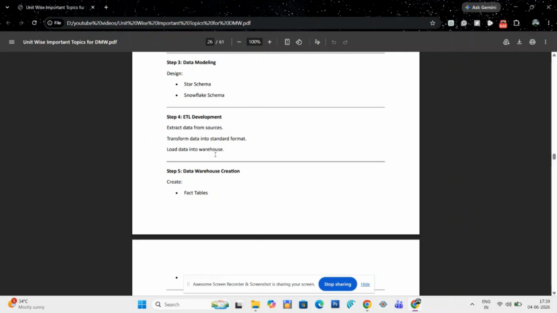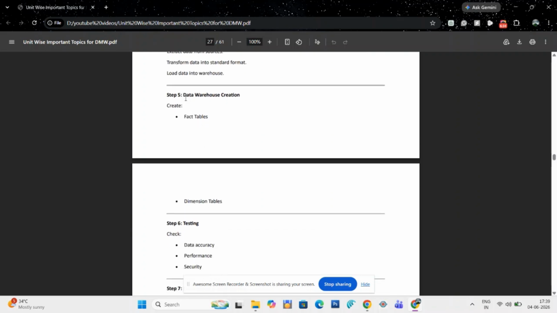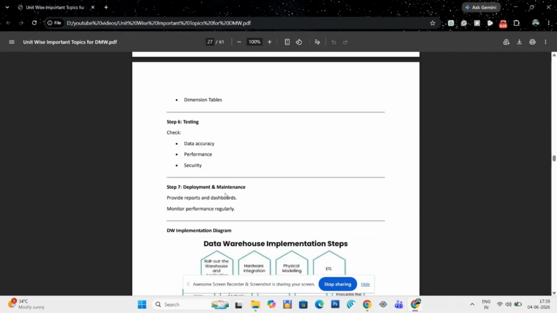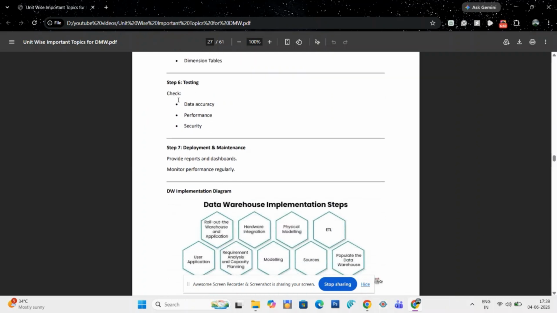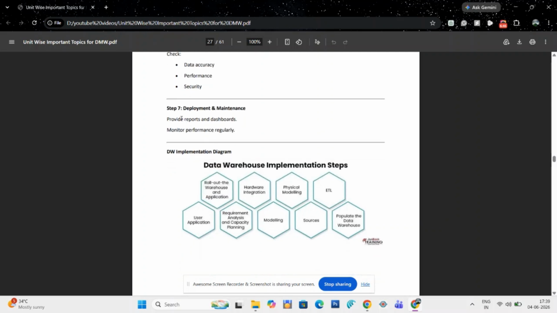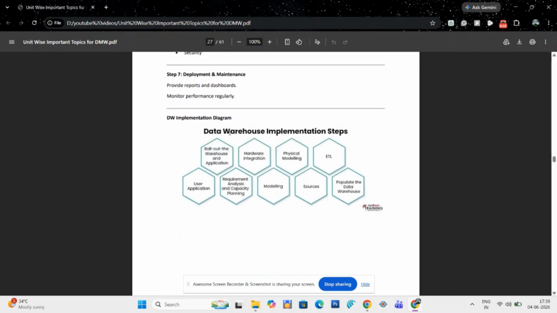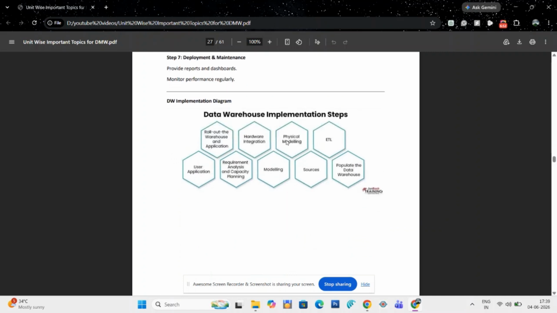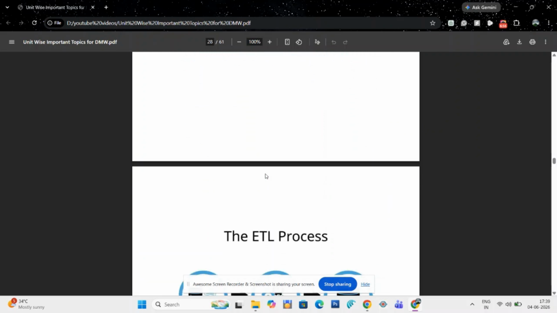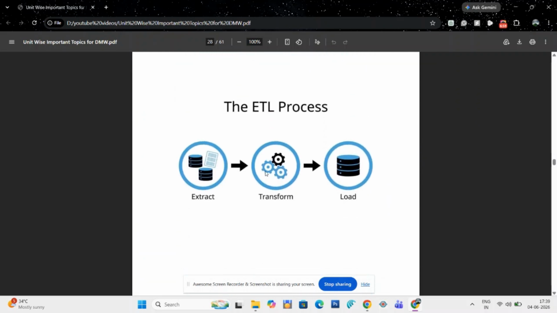Step 5 is data warehouse creation, in which we create fact tables and dimension tables. Step 6 is testing, in which we check data accuracy, performance, and security. Step 7 is deployment and maintenance, in which we provide reports and dashboards and monitor performance regularly. This is the data warehouse implementation steps diagram. And the ETL process is extract, transform, and load.